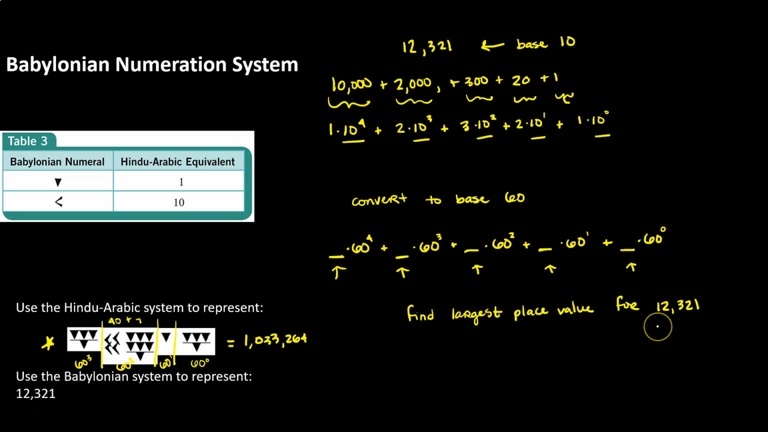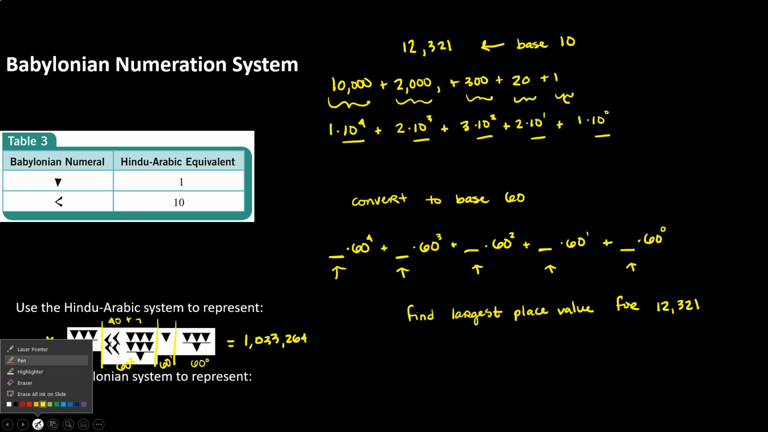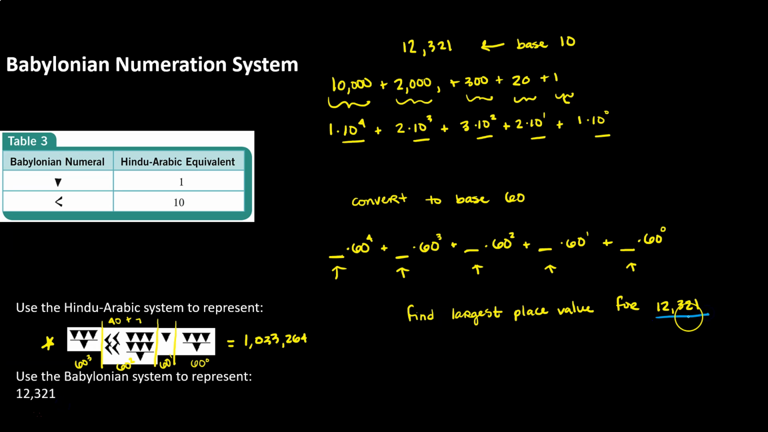If we're grouping by powers of 60, then maybe we need to know what those numerals look like as a full number to figure out if any of these actually fit in our number, 12,321. So let's take a look. 60 to the fourth power, we type that into our calculator. We get a really large number, 16,777,216.